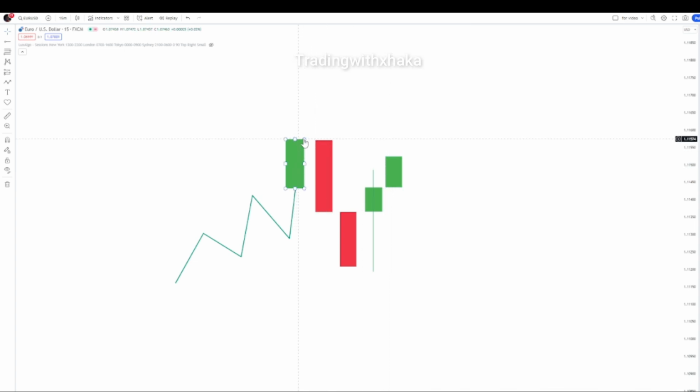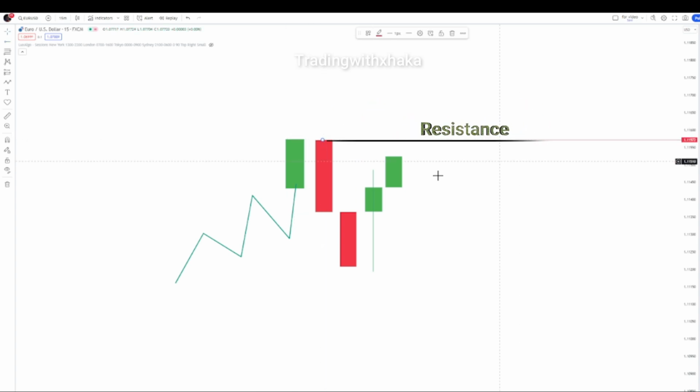Then I want you to pay attention here. Whenever you spot this on your daily chart, just bear in mind this is a very strong resistance. So whenever you're trading, if the market hits here, it may change the bias for the next week to come. Hope you understand. So that's how I do it.